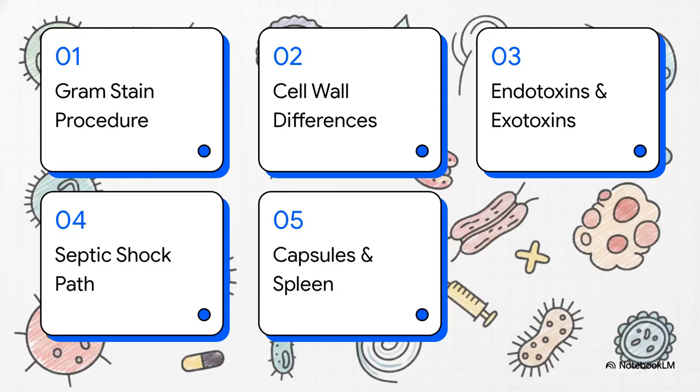Okay, let's dive right into this. Here's our roadmap so you can mentally organize all these high-yield facts as we go. First up, the gram stain procedure. Second, cell wall structural differences. Third, endotoxins and exotoxins. Fourth, the pathogenesis of septic shock. And finally, capsular bacteria and splenectomy.